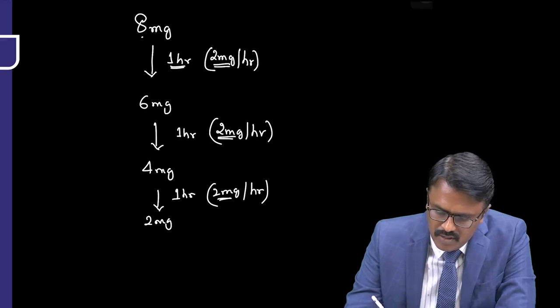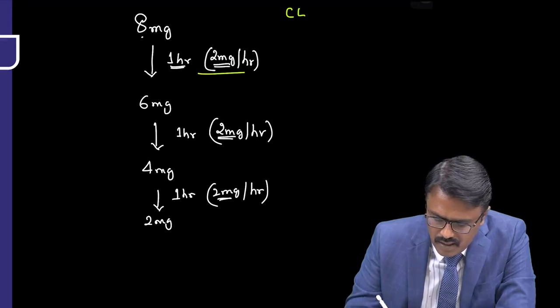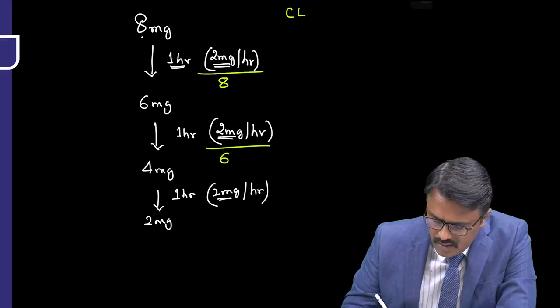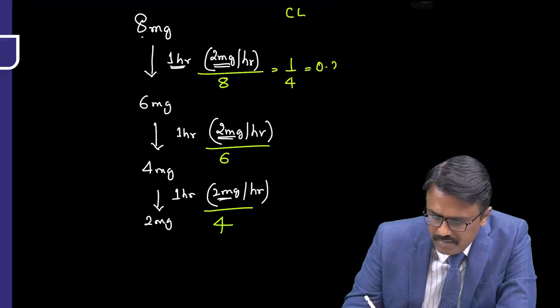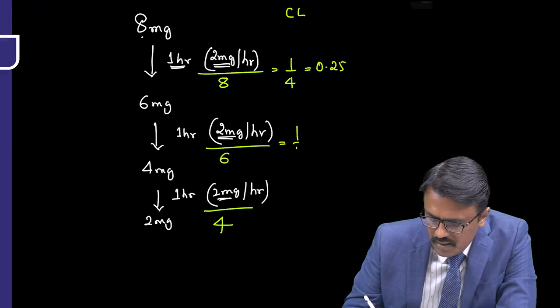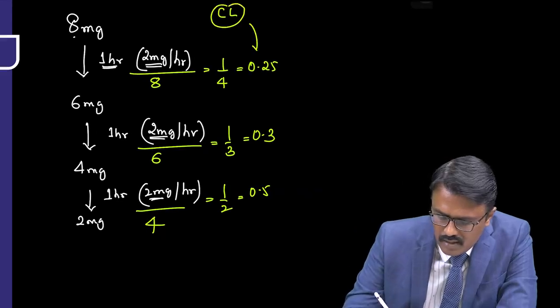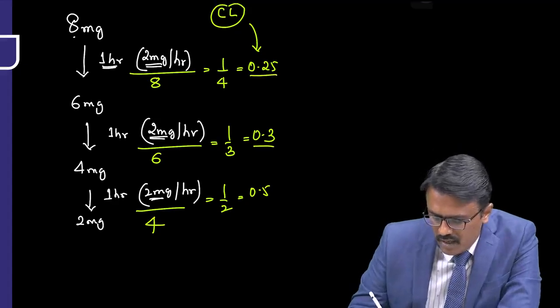Sir, what about the clearance? Clearance is nothing but what we have done already: divide this by 8, divide this by 6, and divide this by 4. Now tell me the clearance. This is 1 by 4, around 0.25. This is 1 by 3, around 0.3. And this is 1 by 2, around 0.5. So you can see here, guys, clearance is not the same. Clearance is variable.